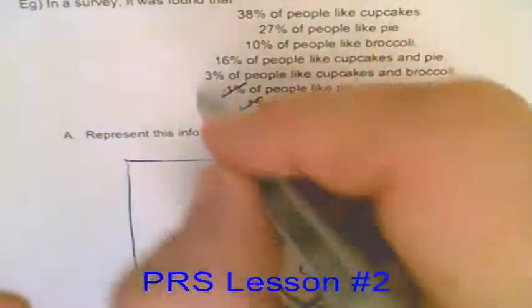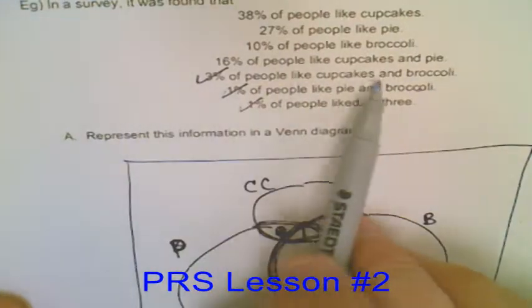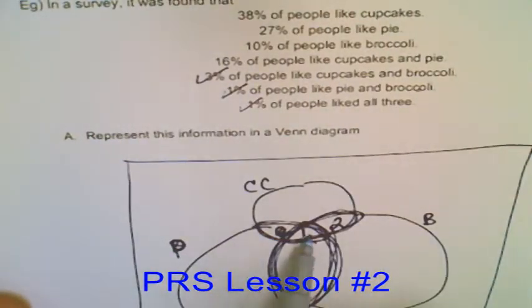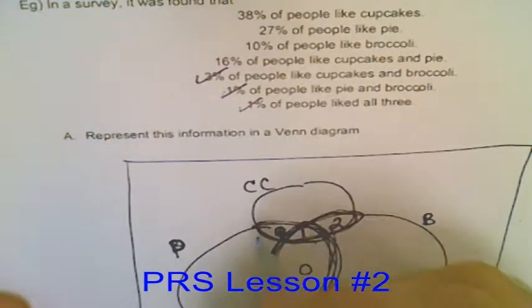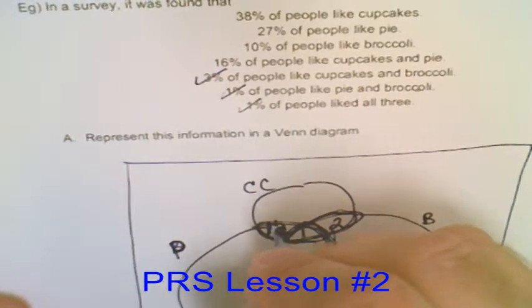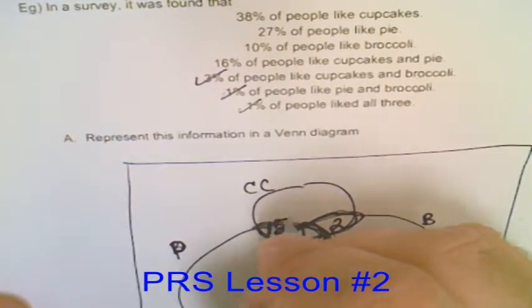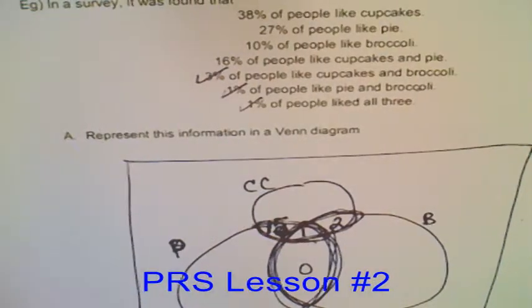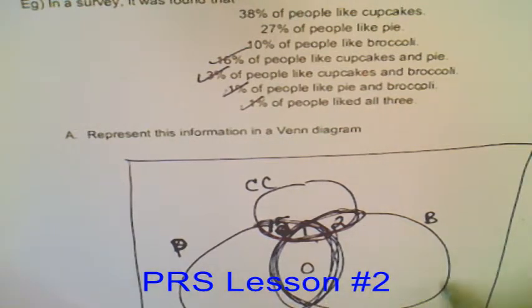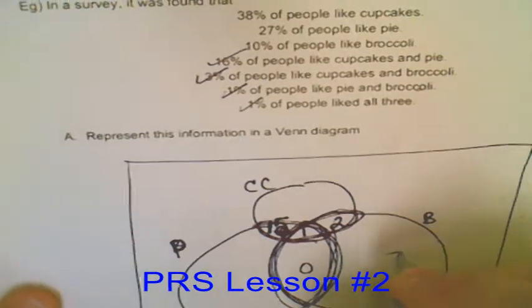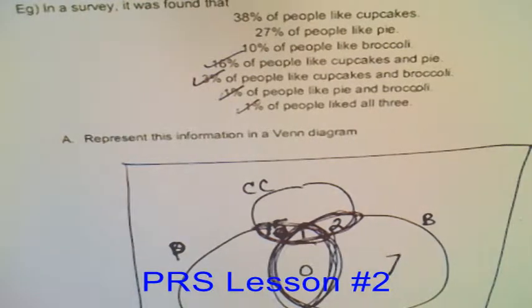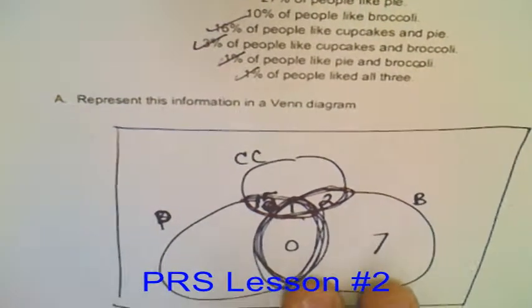So that's that. Okay? 3% like cupcakes and broccoli. Cupcakes and broccoli is this football area here. That should be 3, so 3 minus 1 gives me 2. There are 2 that are only cupcakes and broccoli. They didn't like pie. Okay, and so on and so forth. I screwed up. This 0 should be here. Okay, because the 0, this 1% was pie and broccoli. That's this region. I'm sorry.